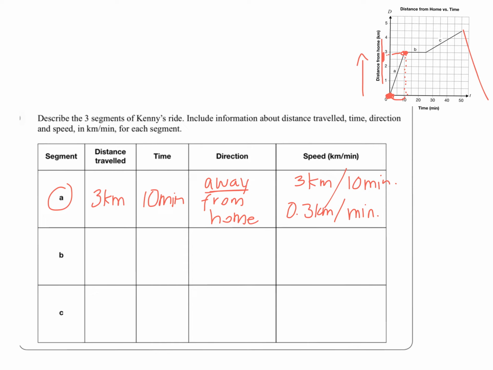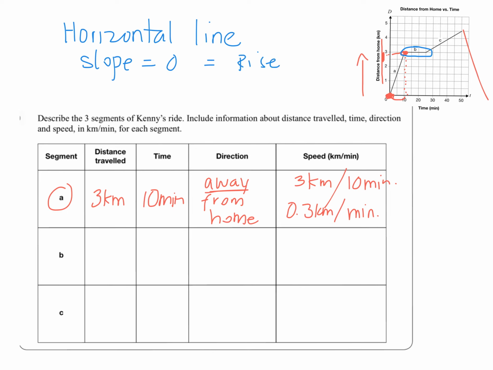For section B, what do you notice about the line? What kind of line is it? It's a horizontal line, yes, which means it has a slope of 0, okay? If the slope is equal to 0, that means that the rise of this line, does this line rise? Does it have a run? I want you to tell me right now, what is the run?